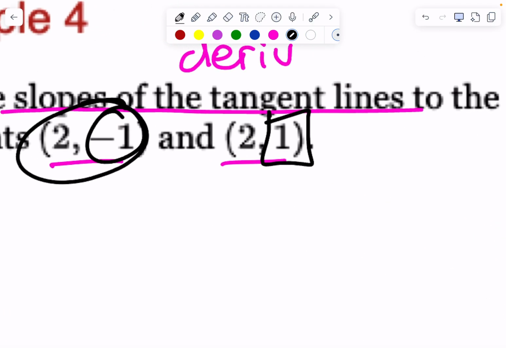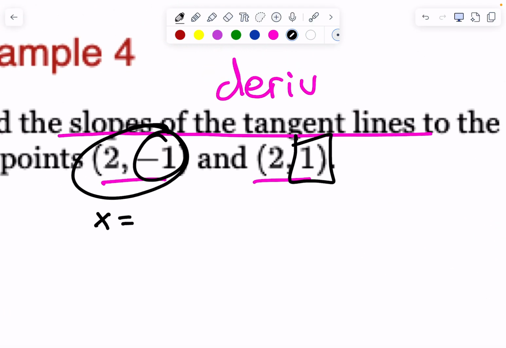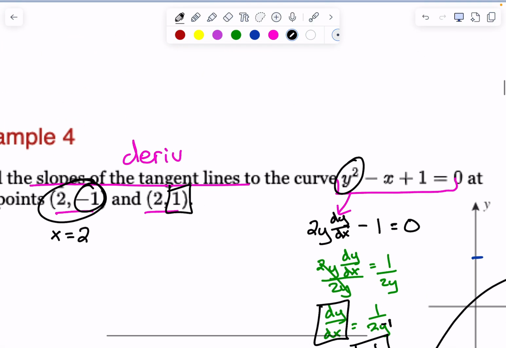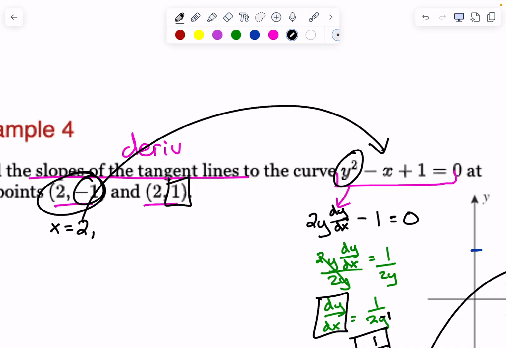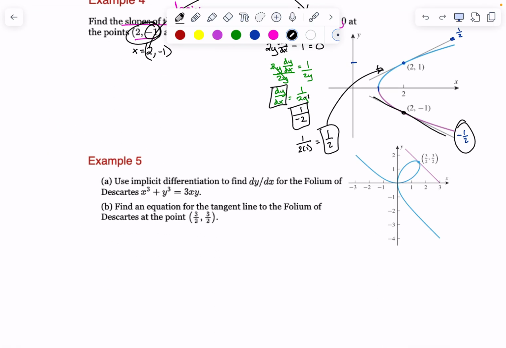What if they don't give you the y? What if they just said at x equals 2? You have to plug that in. Then I would plug that into the original to get 2 comma negative 1. Does that make sense? And if they said something else, we would plug that in. So then you'd have to solve for y.